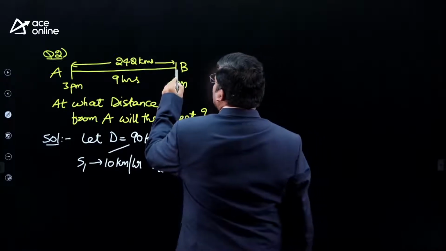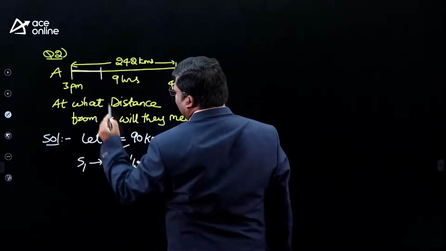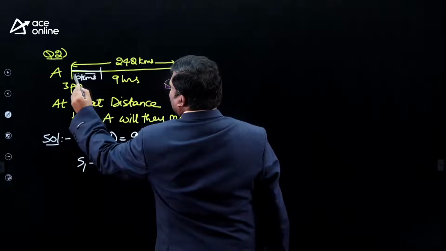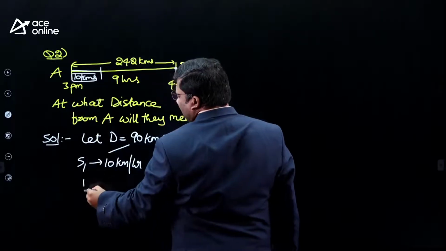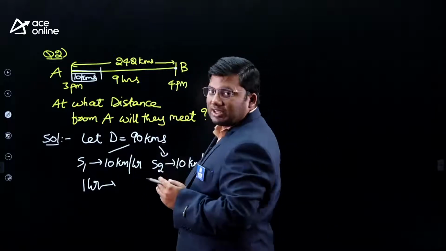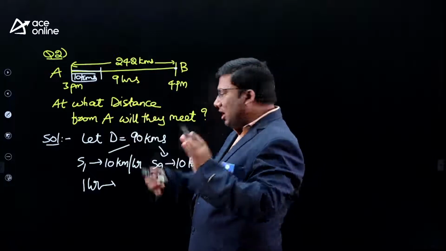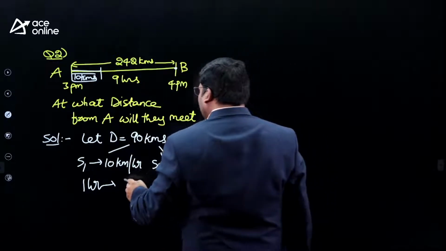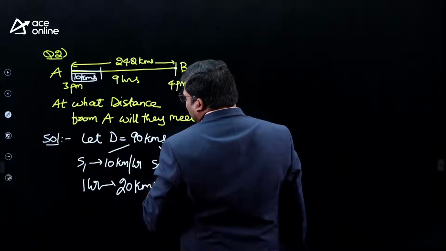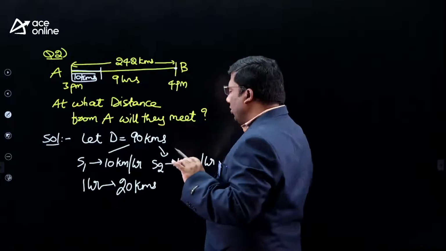Second train starts at 4 p.m. That means the first train would have traveled for 1 hour. 10 kilometers already traveled. In 1 hour, 10 kilometers from left to right, 10 kilometers from right to left. Both of them are moving in the opposite direction. That means in 1 hour, total how much is covered? 20 is covered. Out of 90, 10 already over.